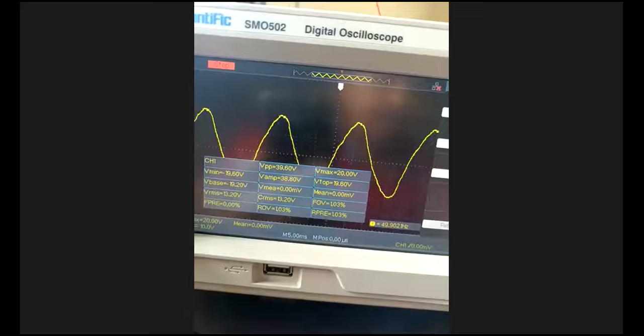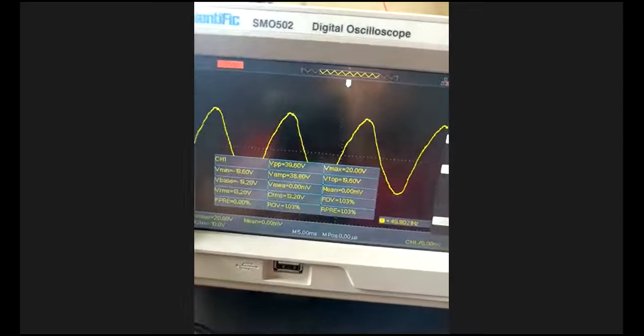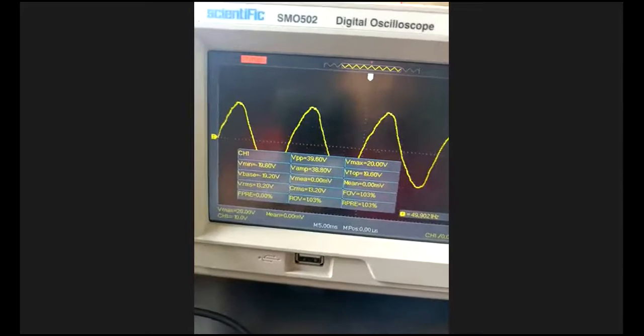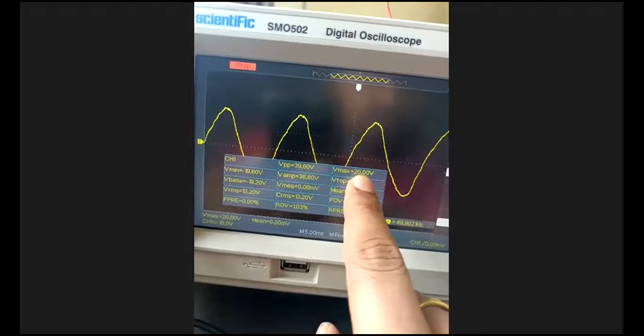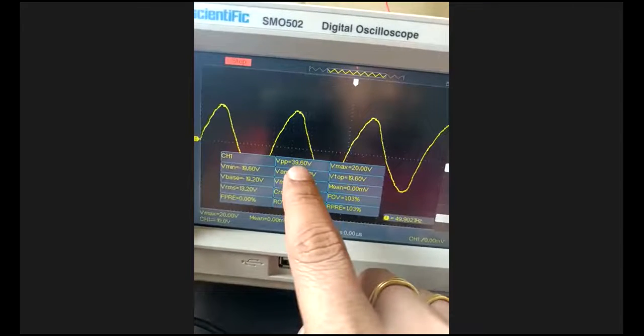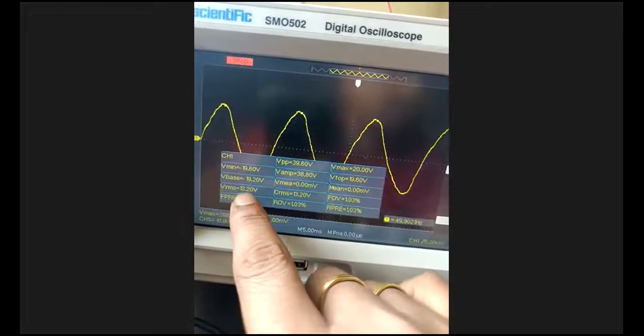I will stop this one here only. Yeah, it will stop that one here now. You note down the value of VP. VP is 20 volts. Okay. VPP is 39.6, approximately 40. You write down peak to peak. VRMS equal to 13.2 here now.